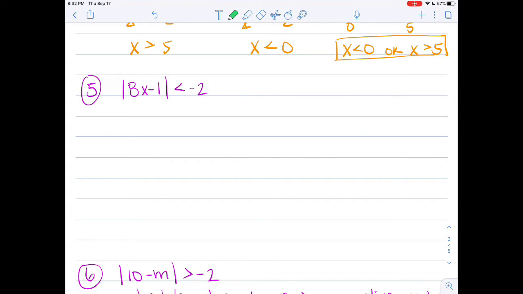So remember that less than is an and. But here's what you have to remember. An absolute value always has an output that is positive. So it's not possible for an absolute value to ever be less than -2 or less than any negative number, as a matter of fact.